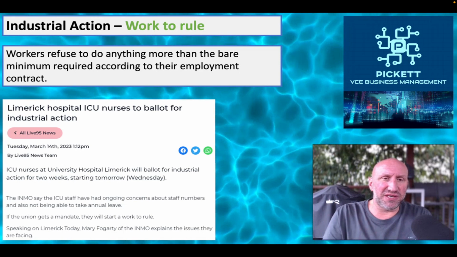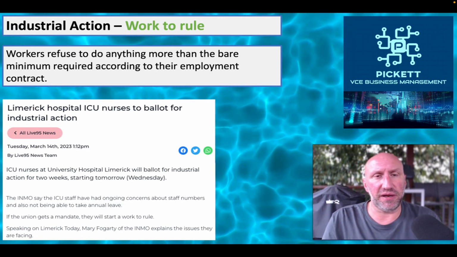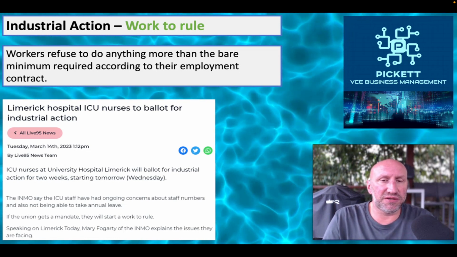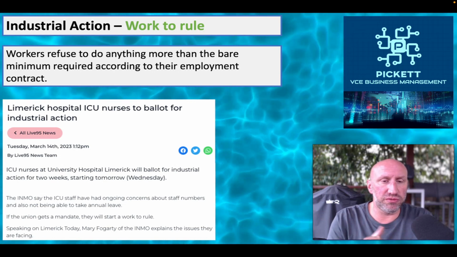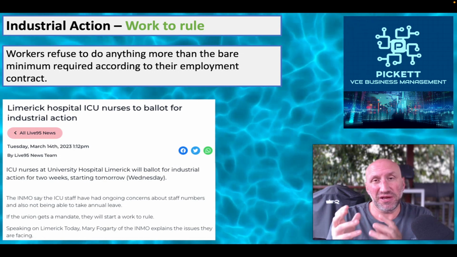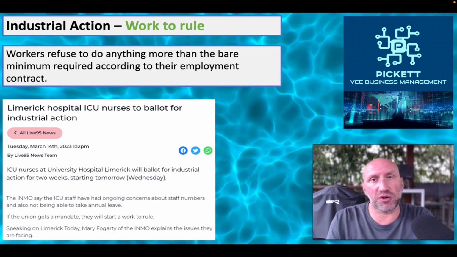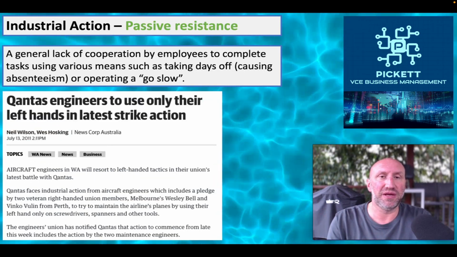And there's just an example. This one is out of Ireland. It's the only one I could find in the media in recent times. Some nurses in Ireland were going on a work to rule. It says in there, if the union gets a mandate, and that means they're getting permission from, I guess, the Irish equivalent of the FWC, they will start a work to rule.